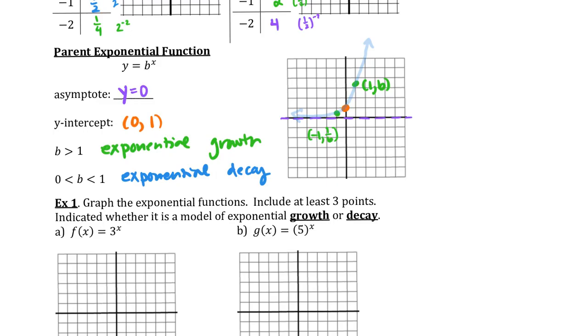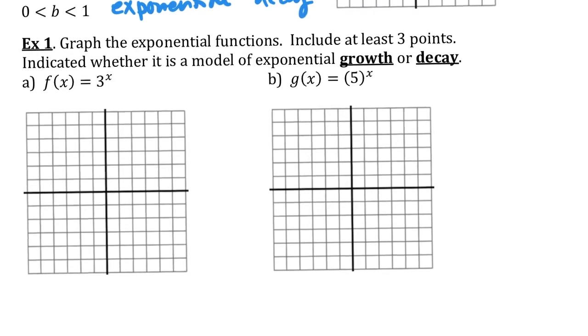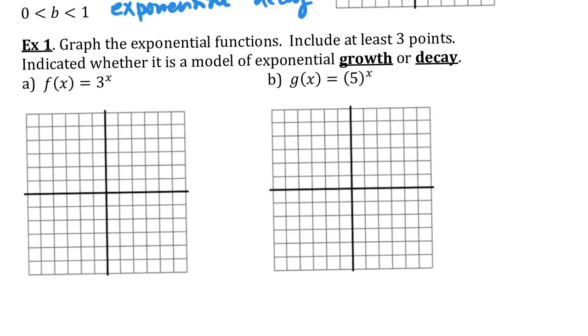Okay, let's try to graph some exponential functions where the base is changing, and then we're going to indicate whether they're growth or decay. Okay, I'm going to include at least 3 points. Now if I look at this f of x equals 3 to the x, the base is 3. So this should be a model of exponential growth because the 3 is bigger than 1. I'm going to graph it and make sure my graph looks like it's exponential growth.